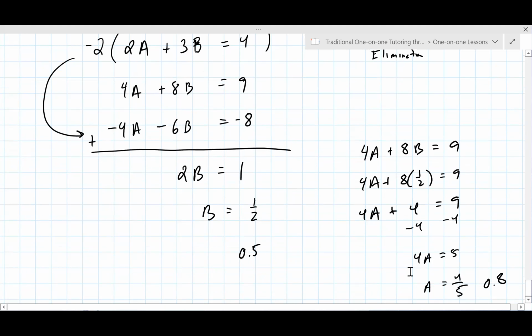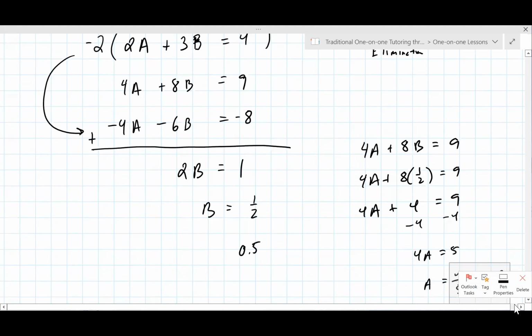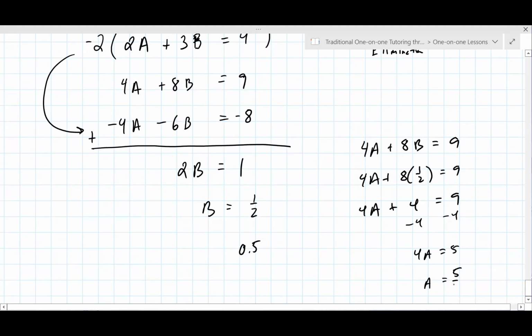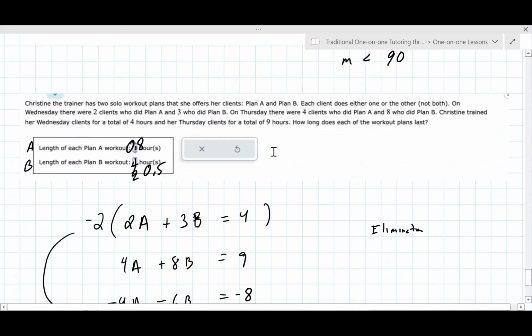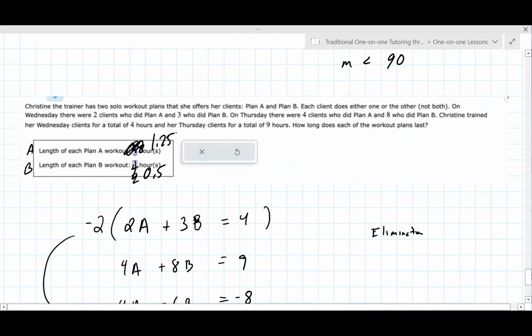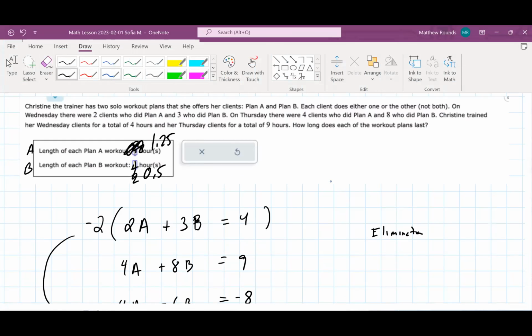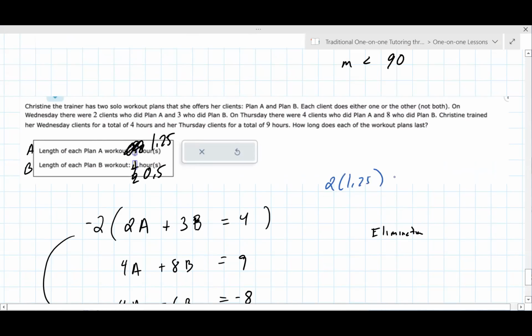The reason this is wrong is it's 5/4, which is 1.25. And that will make a big difference when we're checking it. So 2 times 1.25 plus 3 times 0.5. That's 2.5 plus 1.5, that equals 4. Check. 4 times 1.25, that's 5, plus 8 times 0.5, that's 4. That gets you to 9.